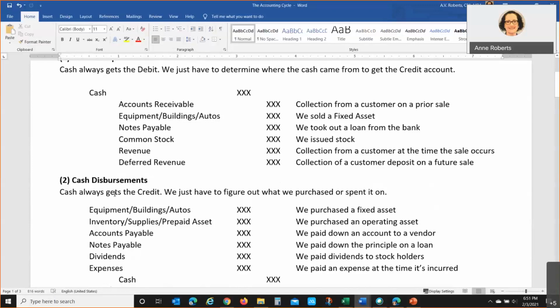On a cash disbursement, every single time we disperse out cash, it's a credit to cash, reducing cash, and now we just got to figure out what the debit's for. So when we write checks out, the question becomes, what was it for? We could have bought a long-term fixed asset like equipment, buildings, or autos. We could have bought something like inventory, supplies, or we could have a prepaid asset.